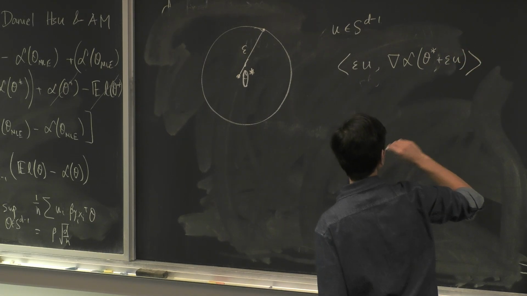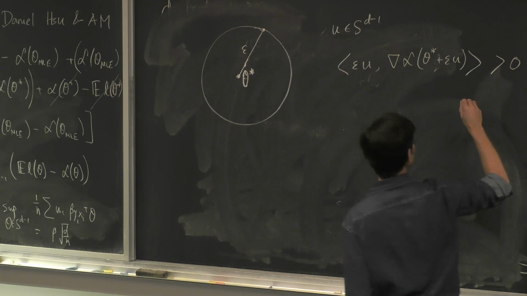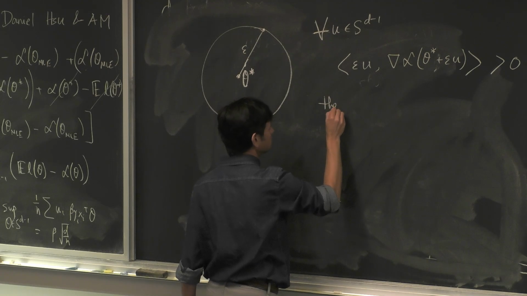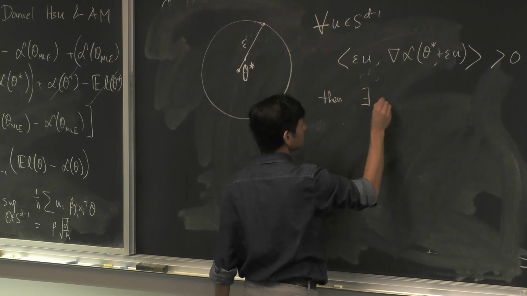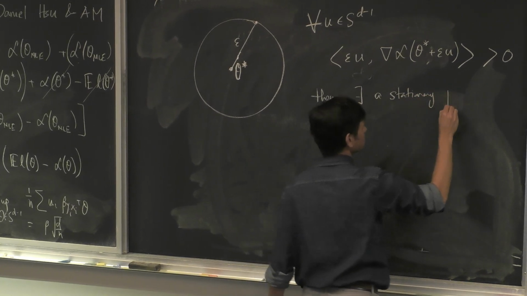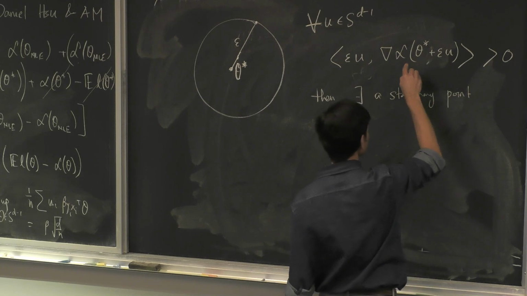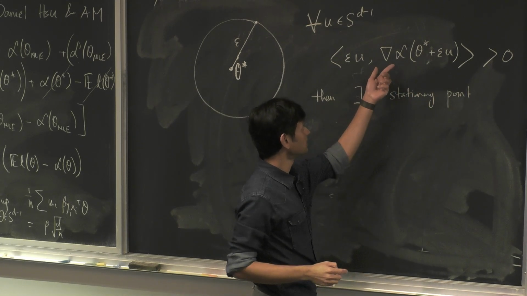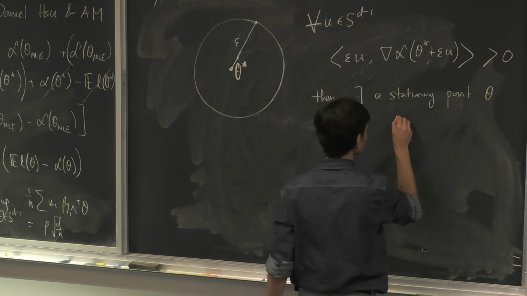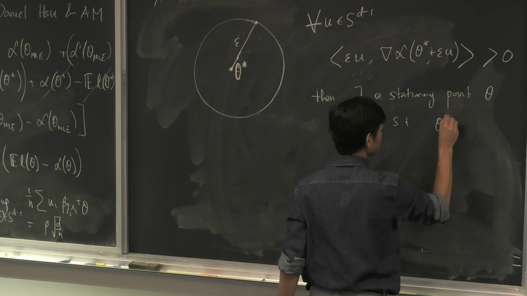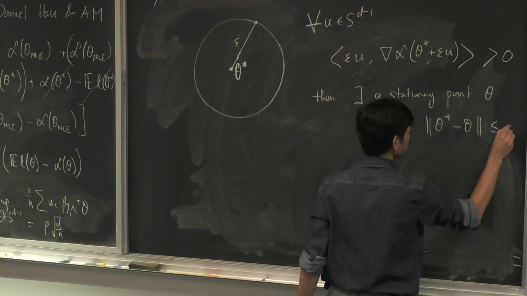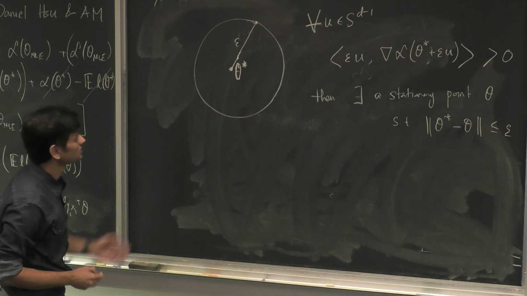And if I can show that this is greater than 0 for all u, then I know that there exists a stationary point of this L, that means the derivative of L equals 0, a stationary point theta such that the norm of theta star minus theta is less than or equal to epsilon. Did I write it correctly?